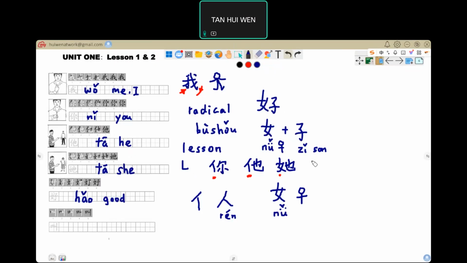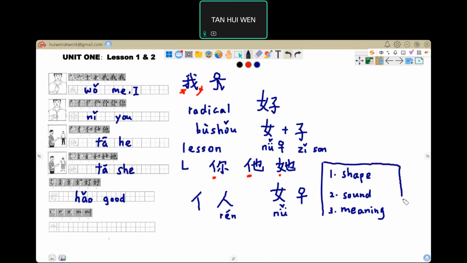So here is another new idea for you. Whenever you learn a new Chinese character, you need to learn these three things together. The first one is the shape. Second, the sound. And the last one is the meaning. Please remember every time you learn a new Chinese character, check this list to see whether you have picked up these three components.